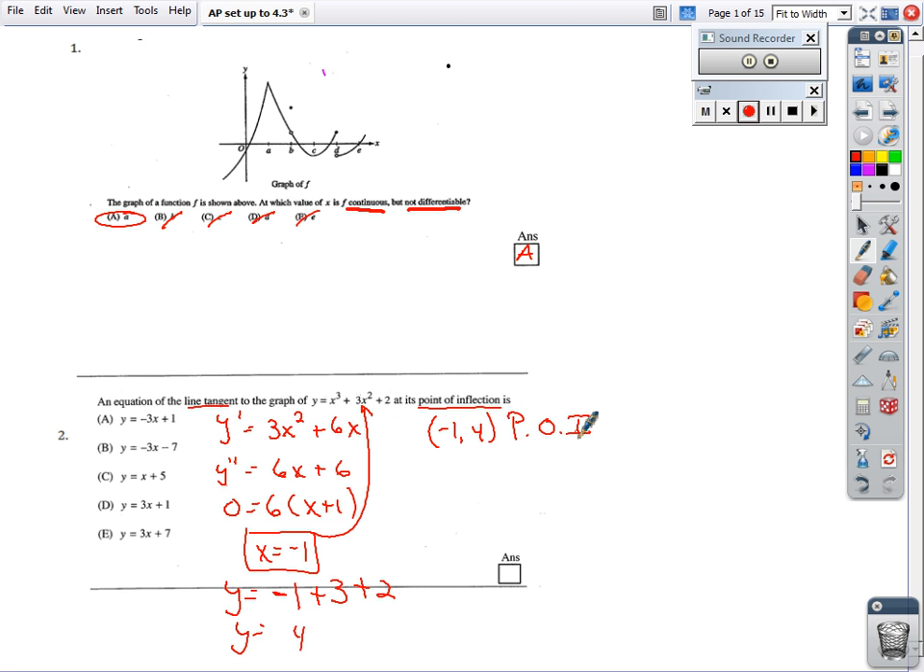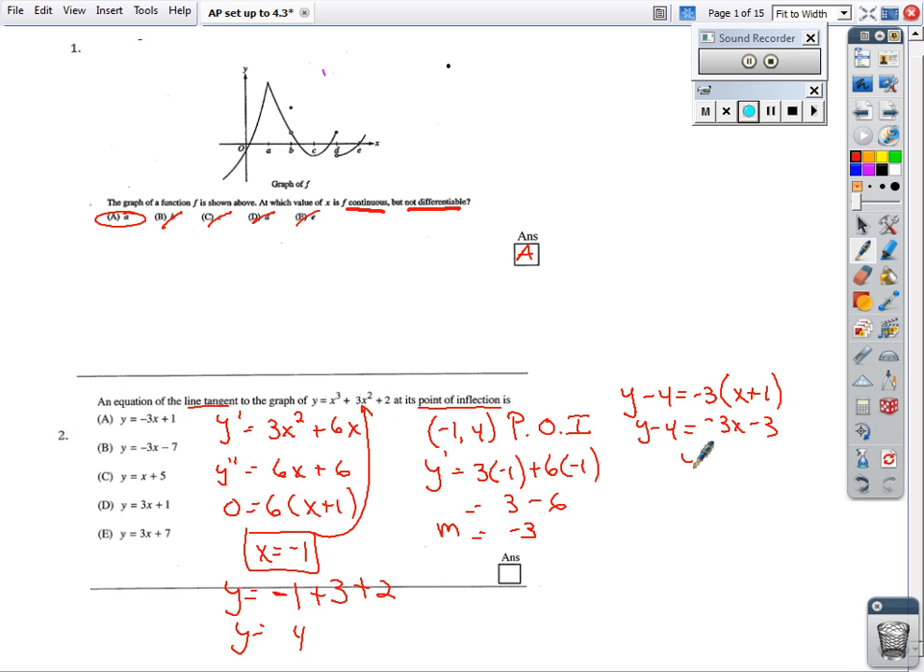And now to write the equation of the tangent line, I need the slope, and slope is found by finding our first derivative, and we're going to plug in the x coordinate. So we're going to do 3 times -1 squared plus 6 times -1, and that gives me 3 minus 6, which is -3, and that's our slope. And now to write the equation, it's going to be y minus 4 equals -3 times the quantity of x plus 1. Y minus 4 equals -3x minus 3. Y equals -3x plus 1. And our answer would be A for that one.